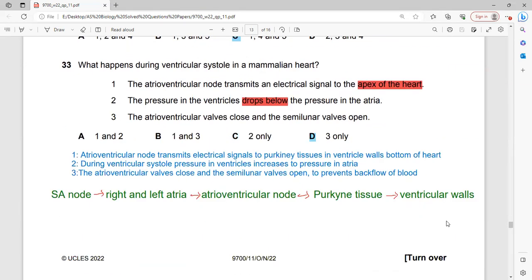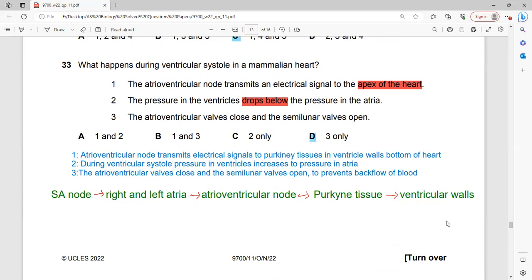Question number 33: what happens during ventricular systole in a mammalian heart? Ventricular systole is a part of the cardiac cycle. For example, the sinoatrial node gives an electric supply to the top part of the heart that contains the right and left atria, which contract and transfer the blood from the atrium to the ventricle.